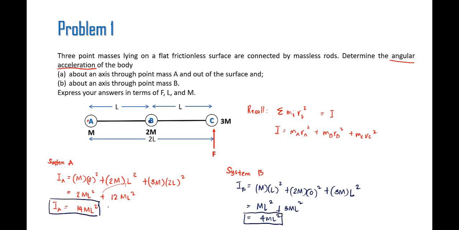Okay, so we have to take note of this. Alright, and then since our target variable is the angular acceleration, we will use this equation. Recall that torque is equal to I multiplied by the angular acceleration. Therefore, we can get the angular acceleration by taking the ratio of the torque and the moment of inertia.